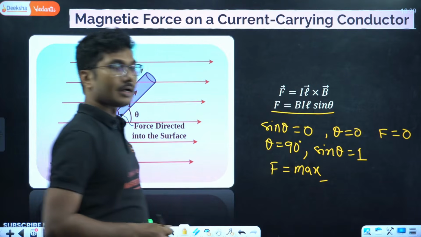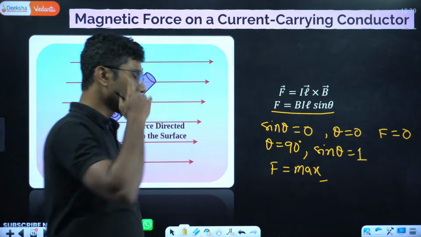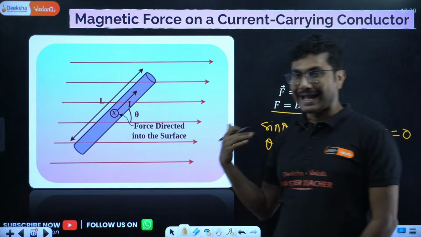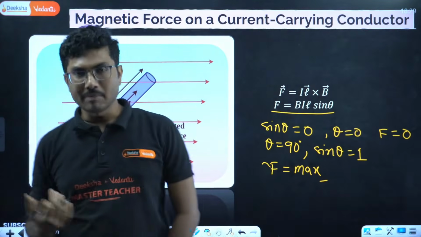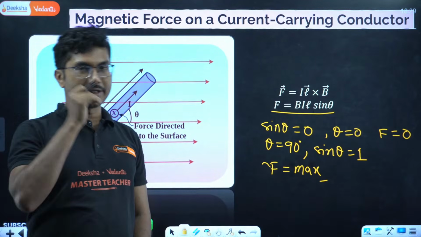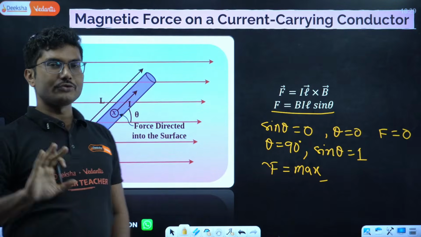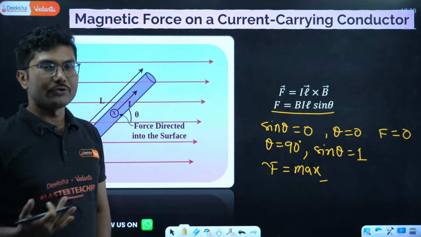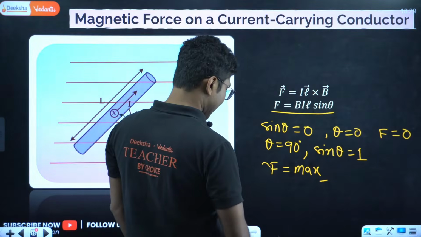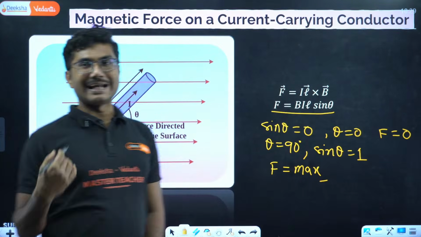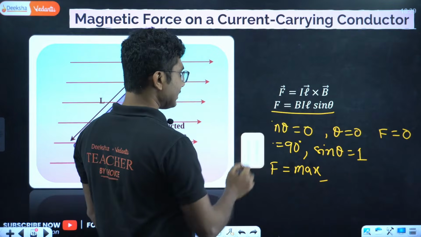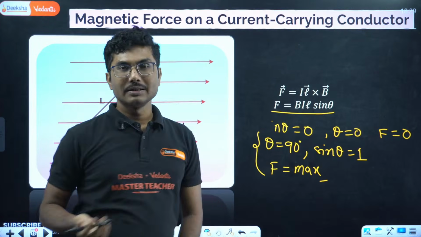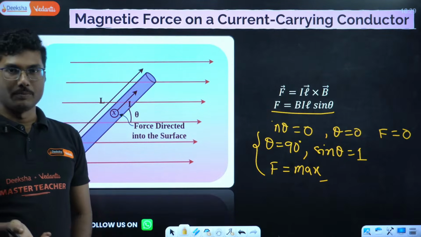When a current carrying conductor is kept in a magnetic field, the force will be maximum when the angle is 90 degrees. The force will be minimum when the angle is either 0 or 180 degrees; at 0 or 180, the force will be 0. When theta equals 90 degrees, the force will be maximum. So, angle is 90 degrees, force is maximum, and angle is 0 degrees, force is 0.